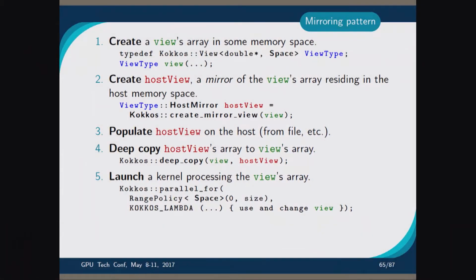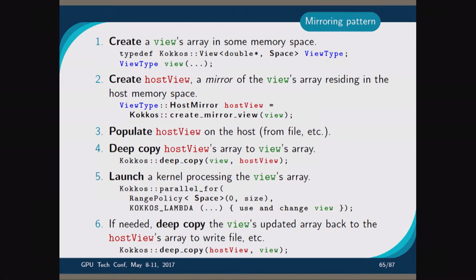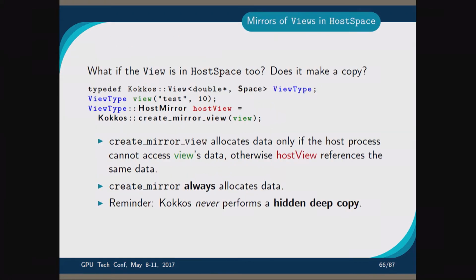Now we can launch a kernel, which runs on the space, using the view, use it and modify it, run as many kernels as you want, and in the end, you copy it back just by reversing the arguments. You say, I want to copy from here back to here. Now you can output the result. So we explicitly manage, so we're not hiding any allocations. You allocated it when you said create me a mirror view. You allocated that in your code.